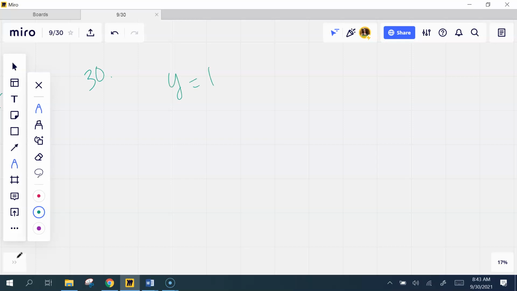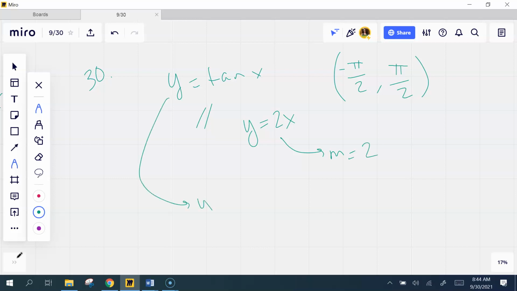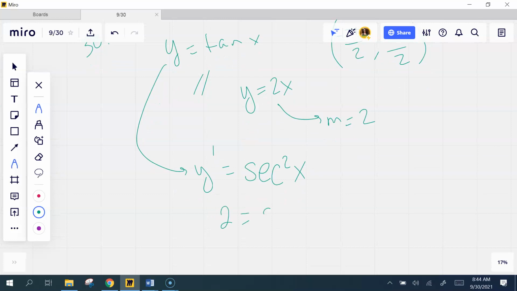All right, so y equals tan x, but this says it's from negative pi over 2 to pi over 2. Parallel to the line y equals 2x, so parallel means same slope. What's the slope of this line? 2. So what I need to do is the derivative here. What's the derivative of tangent? Secant squared x. So I need to know where 2 is equal to secant squared x. All right, and then I would solve that.